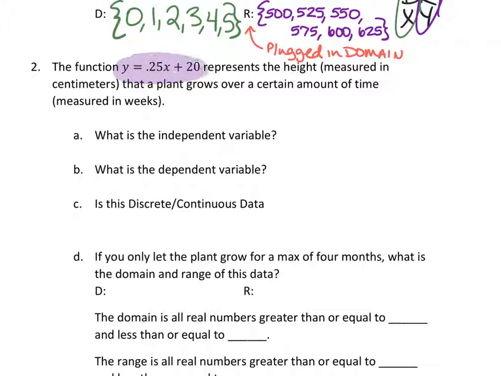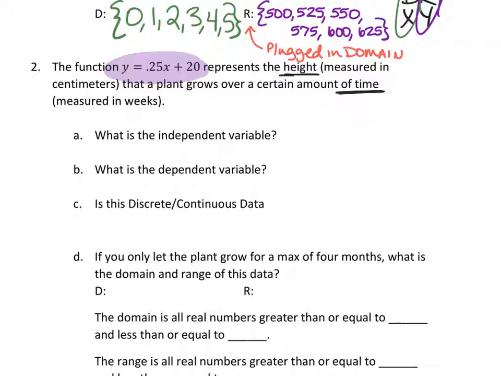Ooh, look, an equation. That seems important. It represents the height, measured in centimeters, that a plant grows over a certain amount of time. This time they didn't actually tell us what x and y stand for. We have to think reasonably here.